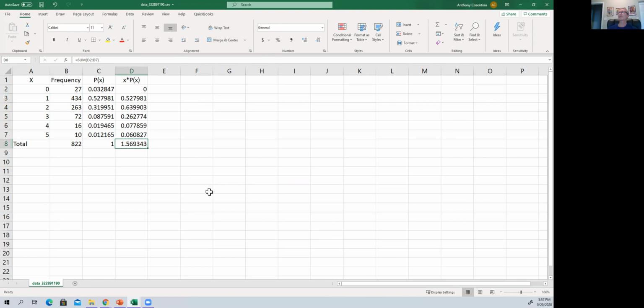And you would think that it's going to be between 1 and 2. You see where all those values are stuck between 1 and 2, right? 434 and 1, and 263 and 2. So you look at that and say, kind of makes sense, right?